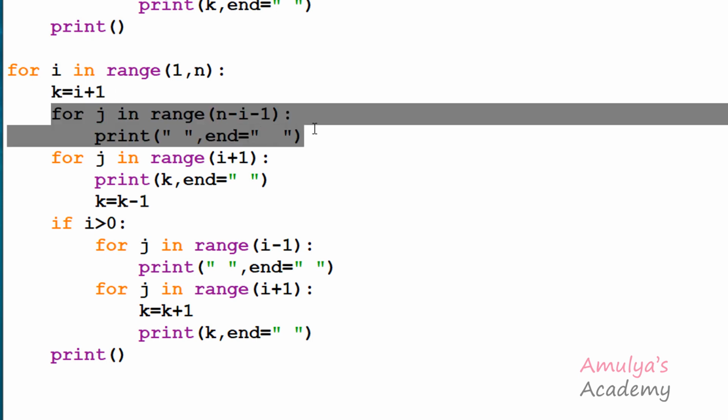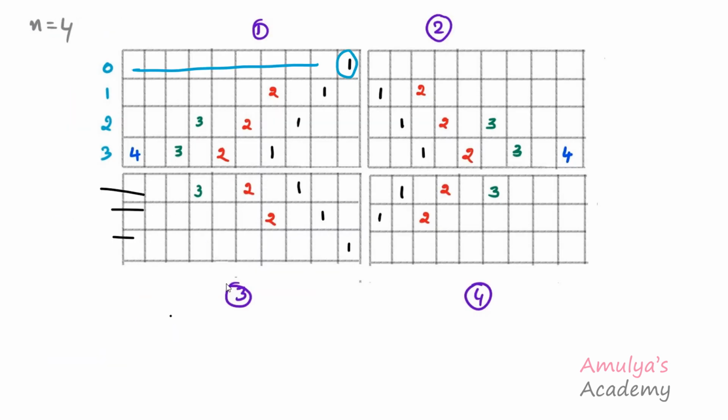First we'll discuss the for loop for space. First we'll talk about part 3. In part 3 also, first we want to print space. So we took range as 1 to n, so we'll get 1, 2 and 3. In part 3 we want to print space first, then numbers, so we need to take the for loop for space first, and after that the for loop for numbers.